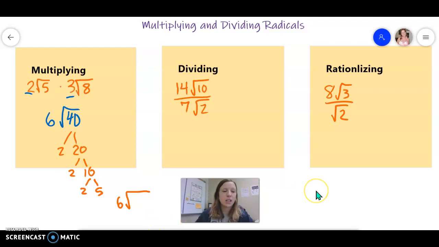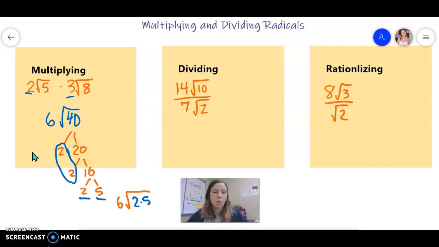From here, we circle any pairs. So we have a pair of 2s. Remember, guys, we're not circling any 2 numbers, we're only circling pairs of prime numbers. The numbers that are at the ends of the branches are what we're looking at. So we have a pair of 2s here, and then we have an extra 2 and an extra 5 that don't have a pair. Okay. The numbers that do not have a pair go on the inside of the radical.